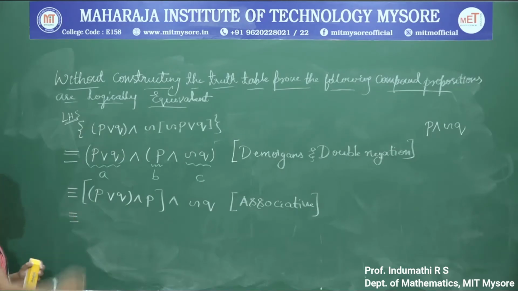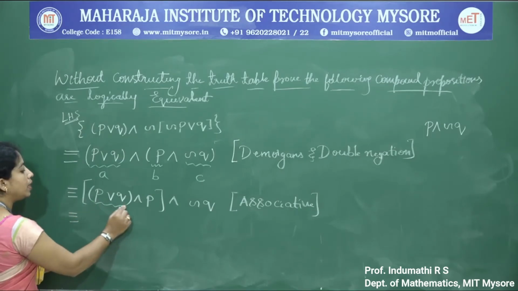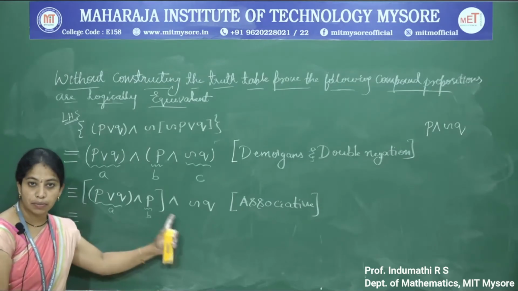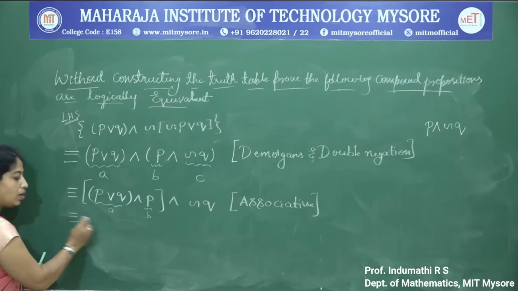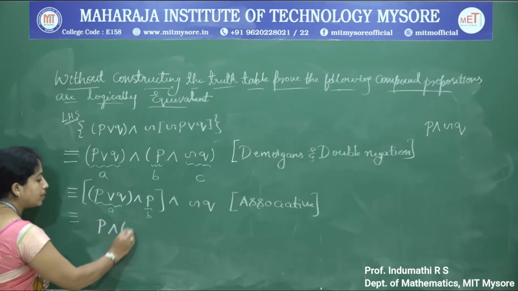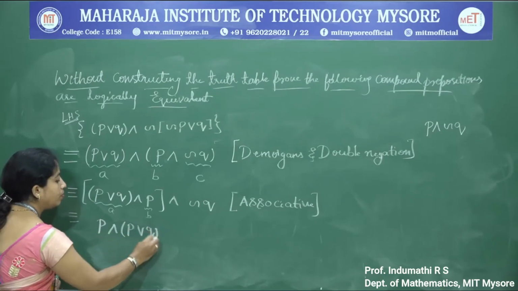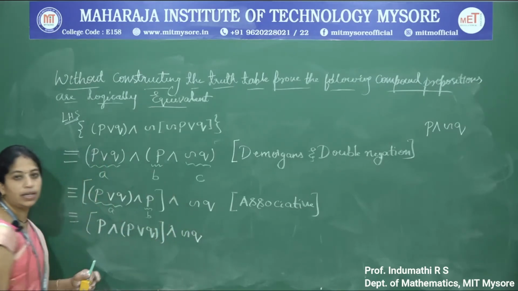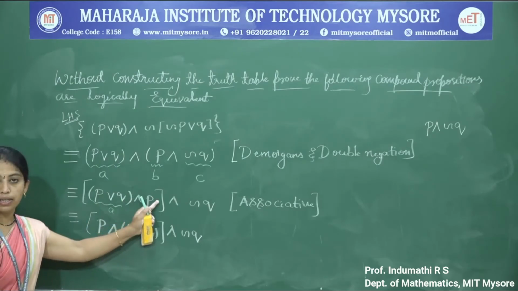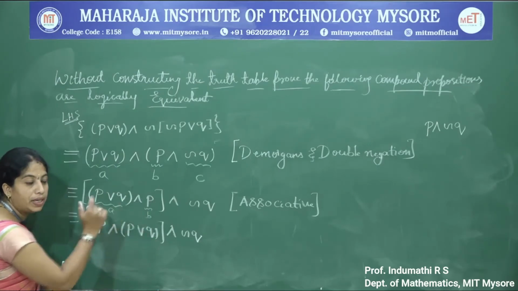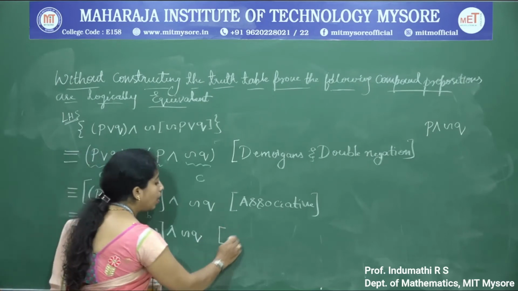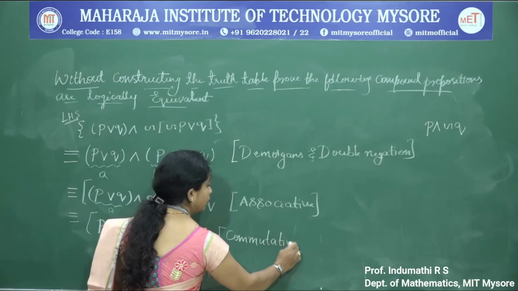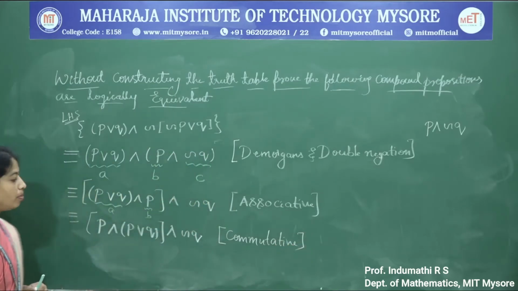Again, this is logically equivalent to. Now, imagine this term is A, this term is B. Now it is of the form A conjunction B. A conjunction B is logically equivalent to B conjunction A, that is (P conjunction (P disjunction Q)), and write the last term as it is, conjunction negation Q. This is by using law of commutative.